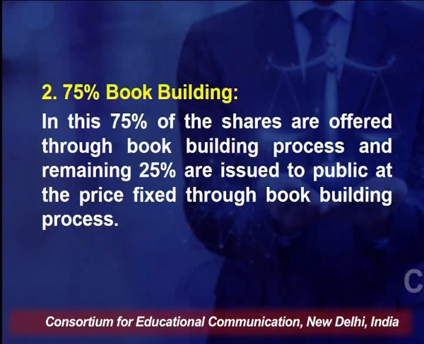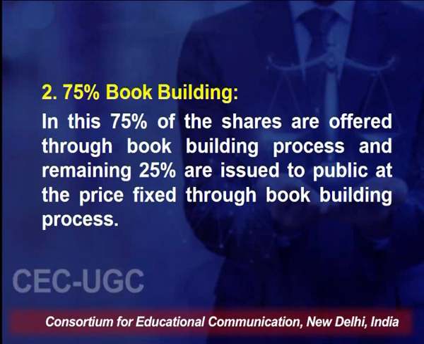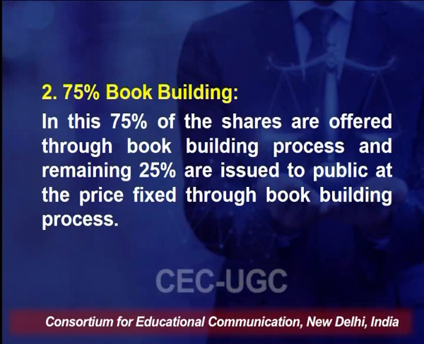The next is 75% book building. In case of 75% book building, as the name itself suggests, 75% of the shares are offered through the book building process, and the remaining 25% are issued to the public at a price fixed through the book building process. So 75% are done through book building, and the price of the securities is determined through book building only, while the remaining 25% of the securities are offered to the general public at a price which is fixed by the process of book building.